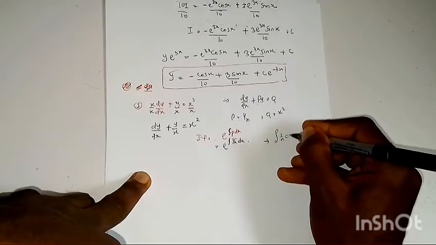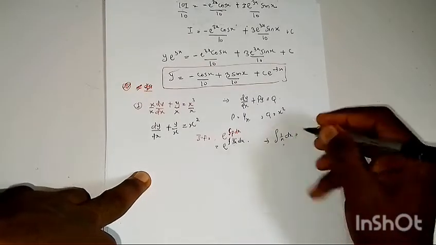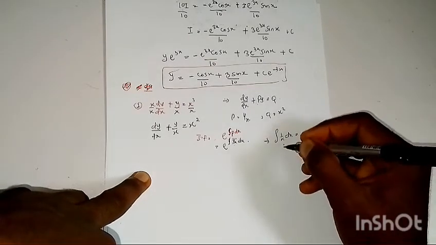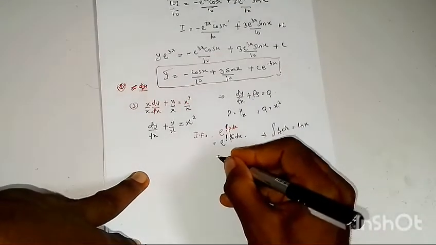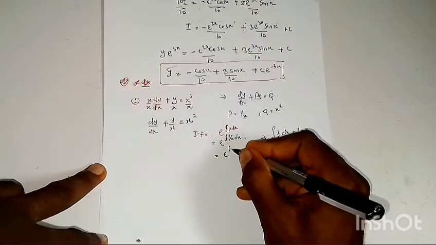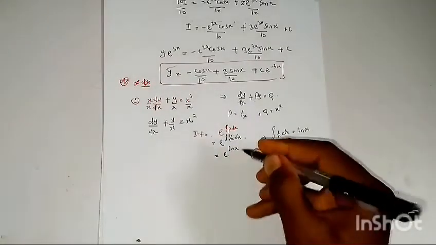Integrating 1 over x dx, we know that this is a linear function. So integration of the inverse of any linear function gives the natural logarithm of that function. So this is e raised to ln x. This becomes my integrating factor.